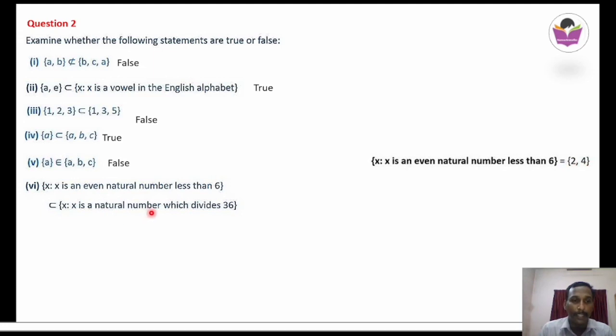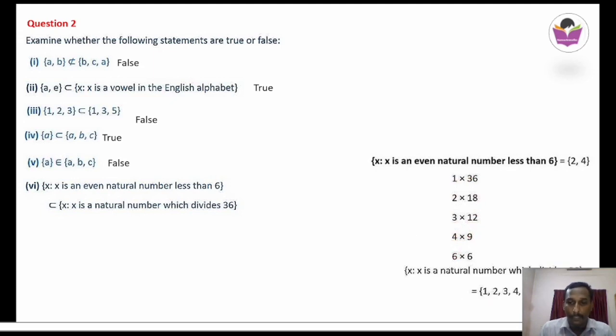Next, x is a natural number which divides 36. So first of all we have to check which numbers divide 36. We know how to write the factors: 1 into 36 is 36, 2 into 18 also 36, 3 into 12 also 36, 4 into 9 is 36, 6 into 6 is 36. From here we will be selecting the numbers. These are the factors: 1, 2, 3, 4, 6, 9, 12, 18, 36.